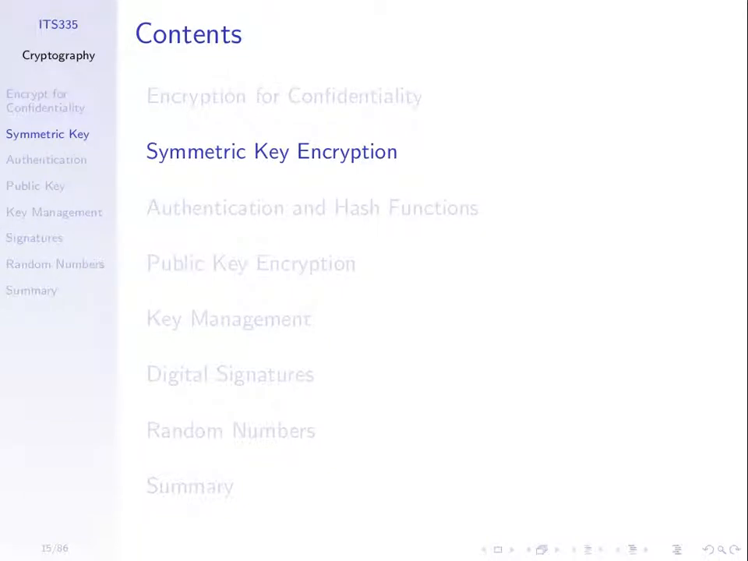We're looking at using encryption to provide confidentiality. Confidentiality is we want to send a message to someone. We only want them to be able to read that message. We don't want others who can intercept the message across the communication channel to be able to read the contents of that message. So what we do is we encrypt the message before we send it, and we send the encrypted version.